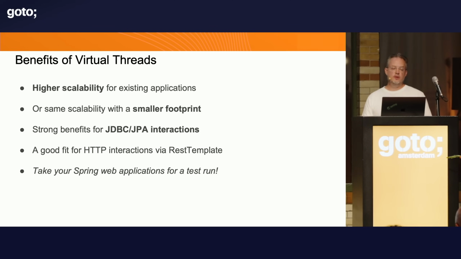So in general, the benefits, we hope, right, we get higher scalability for our existing applications just by turning on these switches. However, it might not end up better, but maybe we get the same scalability with a smaller footprint, so that's still a benefit. And then we're of course going to have benefits for our JDBC, JPA database interactions.